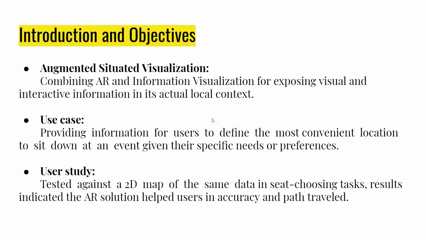The use case represented here is an educational example we set up, where we expose different sets of data pertaining to a classroom, specifically addressing its seats. The application is supposed to aid the person in choosing a seat that best suits their needs. The user study we've conducted tests this AR application against a 2D map of the same data in different seat choosing tasks, where participants choose seats based on different requirements given by each run of the test. The usability, choice accuracy, and steps taken for each task were measured.